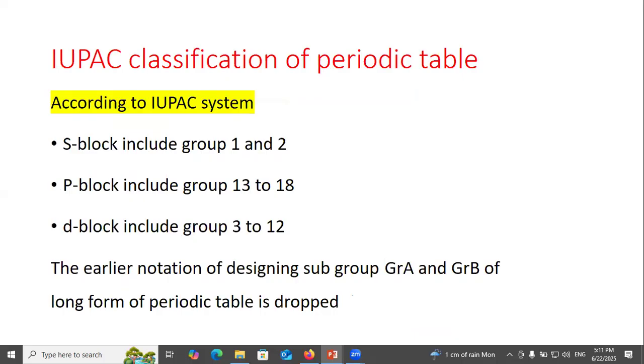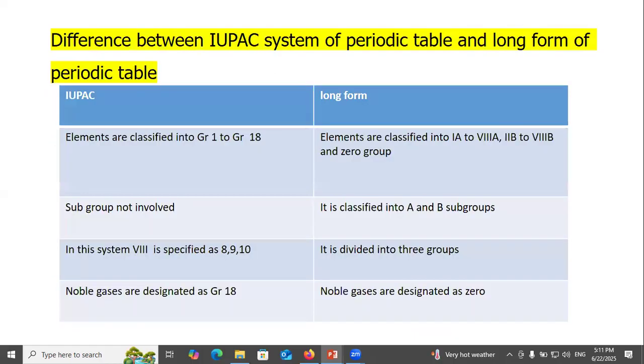IUPAC classification of the periodic table: according to the IUPAC system, S block includes group first and second, P block includes group 13 to 18, D block group 3rd to 12. The earlier notation of designating subgroups, group A and group B, of the long form of the periodic table is dropped.